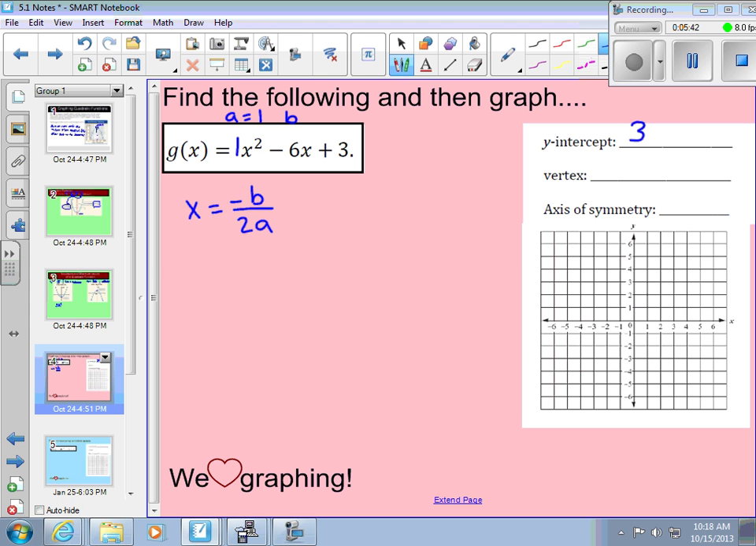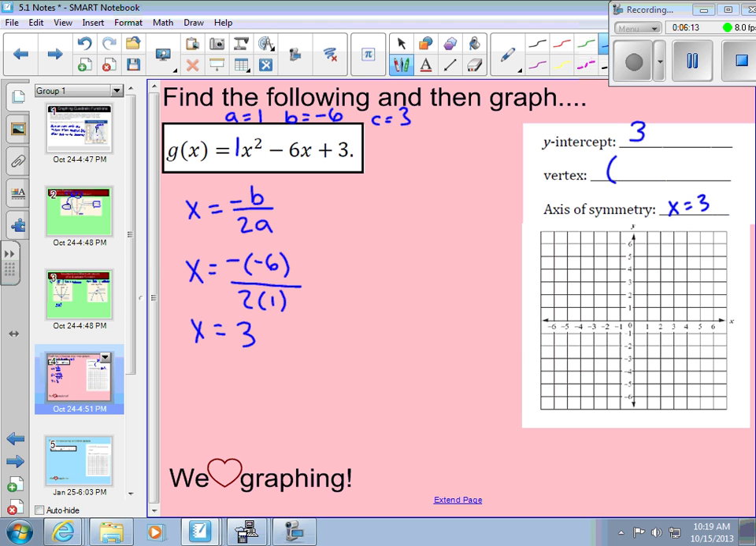B would be the number in front of x. That's negative 6 since it's minus 6. And c would be 3. And we've already talked about c being the y-intercept. So let's plug those numbers in and see what this turns out to be. We'd have the opposite of negative 6 all over 2 times 1. Well, if we simplify that out, that's positive 6 over 2, which would equal 3. So our axis of symmetry is x equals 3.